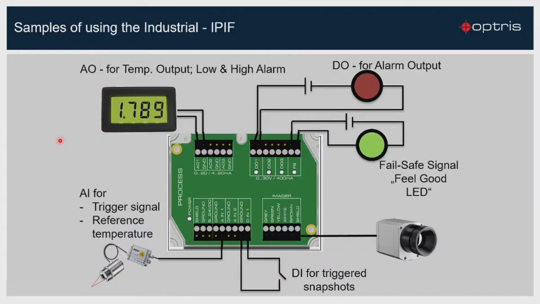Here we can see some examples of how you can use the industrial process interface. As we have seen before, you can use the analog output channels to forward the temperature information, for example, to a multimeter. You can use the digital output signals to activate some actors such as lights or acoustic signals. You can use the analog input signal to trigger a signal or for a reference temperature coming from a pyrometer, for example. And you can use the digital input for triggering snapshots.